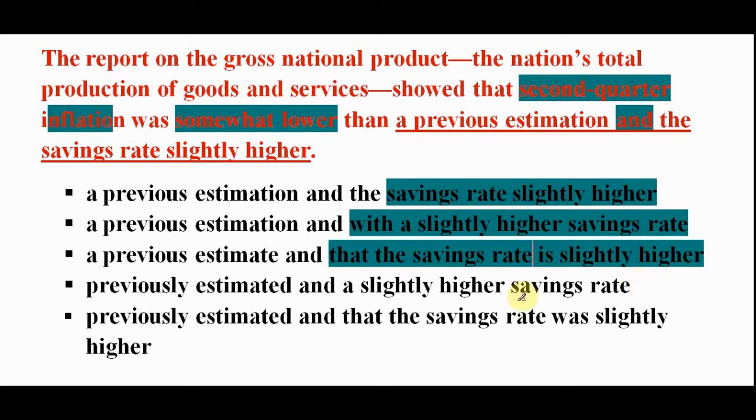So option C out. Option D, a slightly higher saving rate. Fine. So slightly higher saving rate. Now it should be saving rate was higher. That should be the correct one. So option E is the best option.